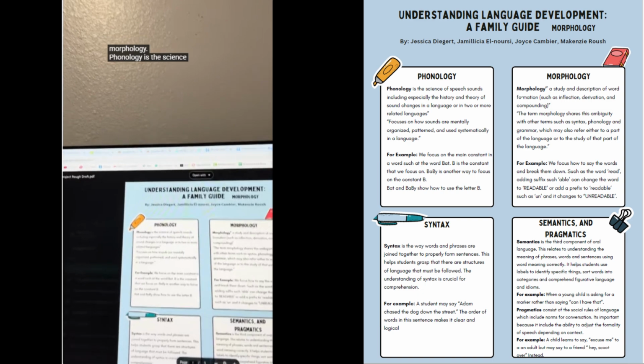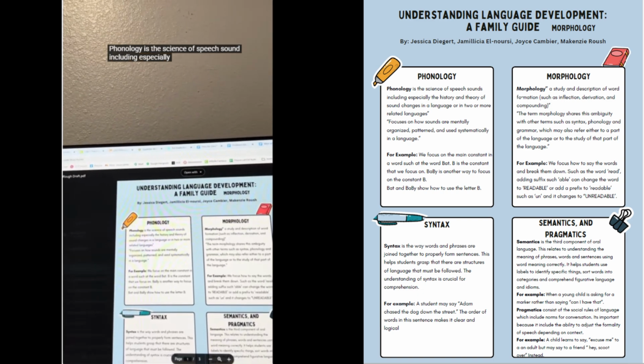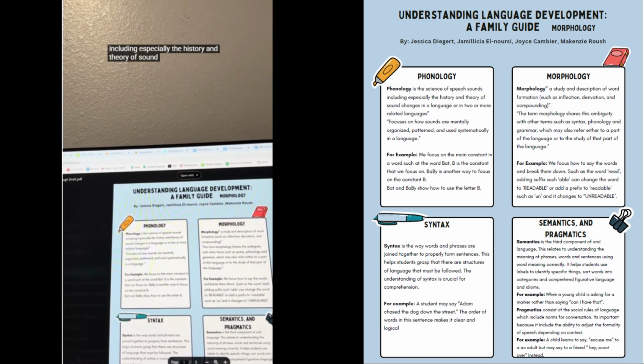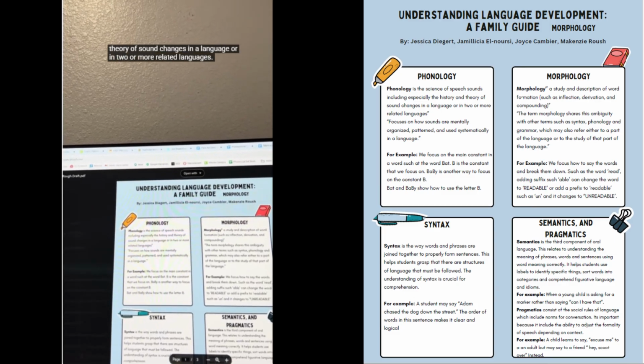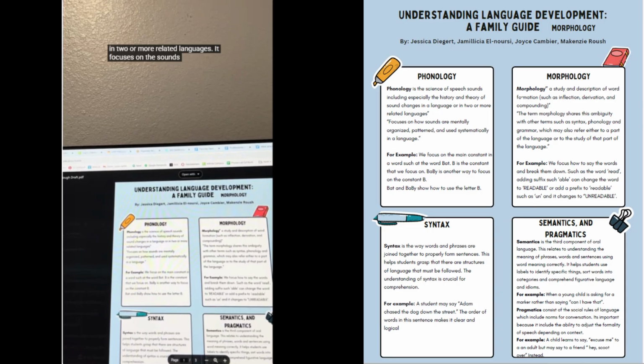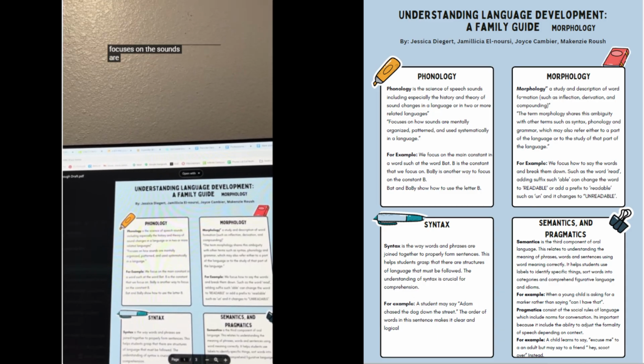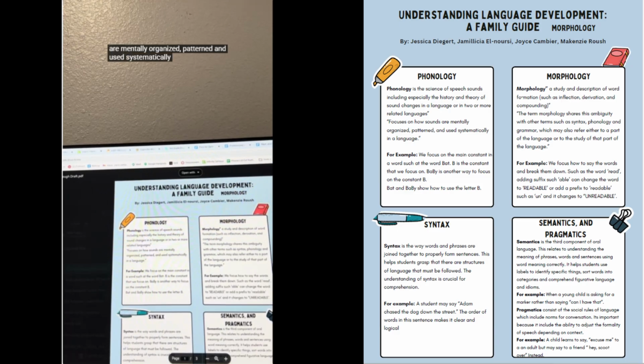Phonology is the science of speech sound, including especially the history and theory of sound changes in a language or in two or more related languages. It focuses on how sounds are mentally organized, patterned, and used systematically in language.